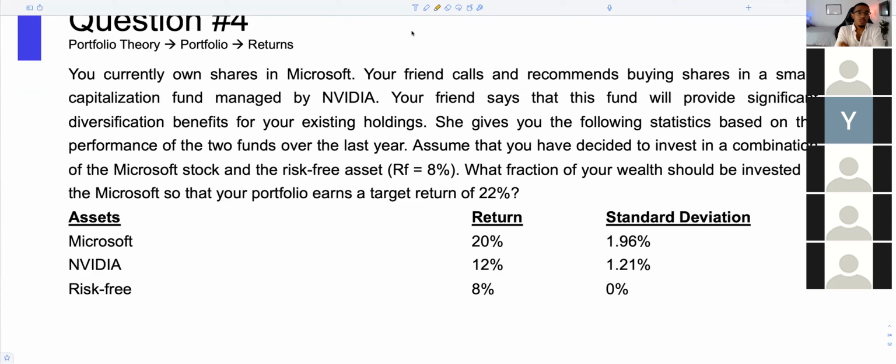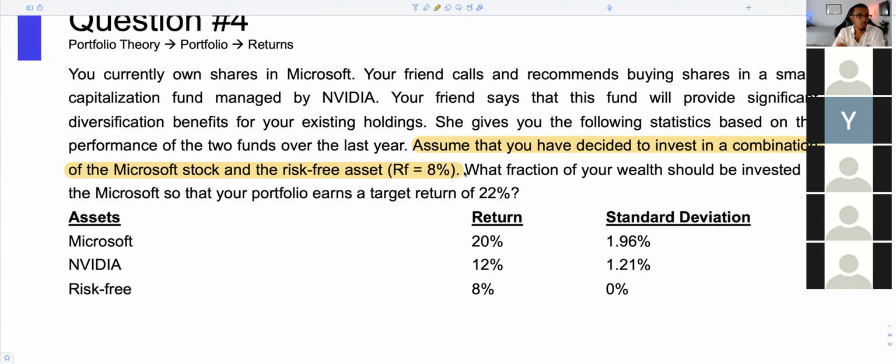You currently own shares in Microsoft. Your friend calls and recommends buying shares in a small capitalization fund managed by NVIDIA. Your friend says that this fund will provide significant diversification benefits for your existing holdings. She gives you the following stats based on the performance of the two funds over the last year. Assume that you have decided to invest in a combination of the Microsoft stock and the risk-free asset.